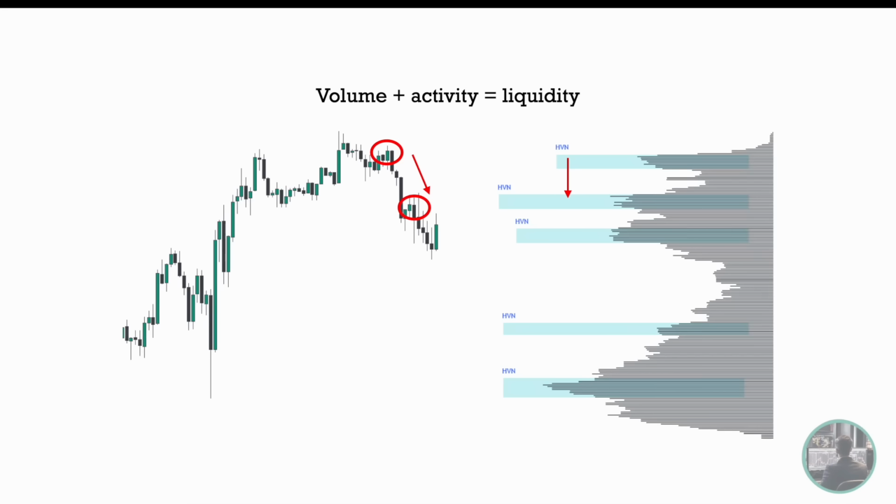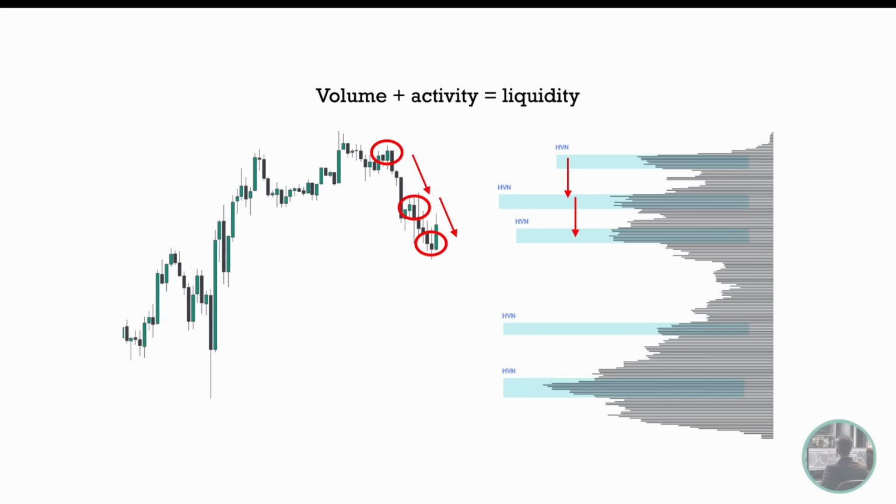Once that balance is full, once everyone who wanted to buy or sell at that price has done their business, the market has no reason to stay there anymore. It needs to find new liquidity, and the only place it can get that is at the next HVN. The market has to move this way, from balance to imbalance, from one HVN to the next.